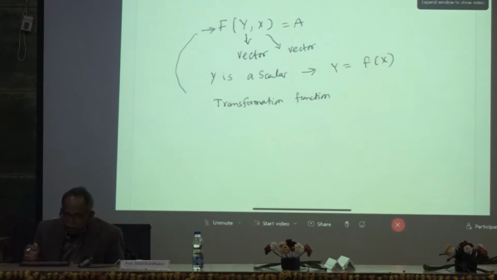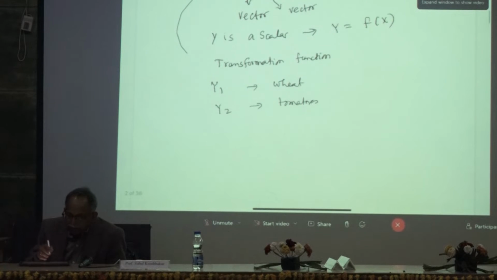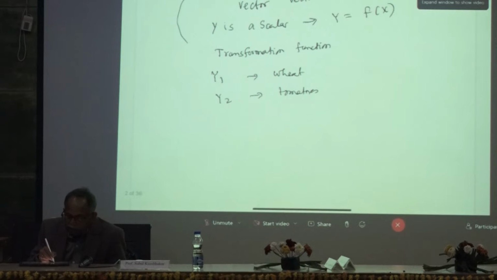So this is a transformation function with more than one output. As I said, you can think of y as y1, which can be wheat, and then another output y2, which can be tomatoes, or many other things, but two outputs is enough to describe the situation. You can make some simplification for f. So you can think in terms of f of y, x.